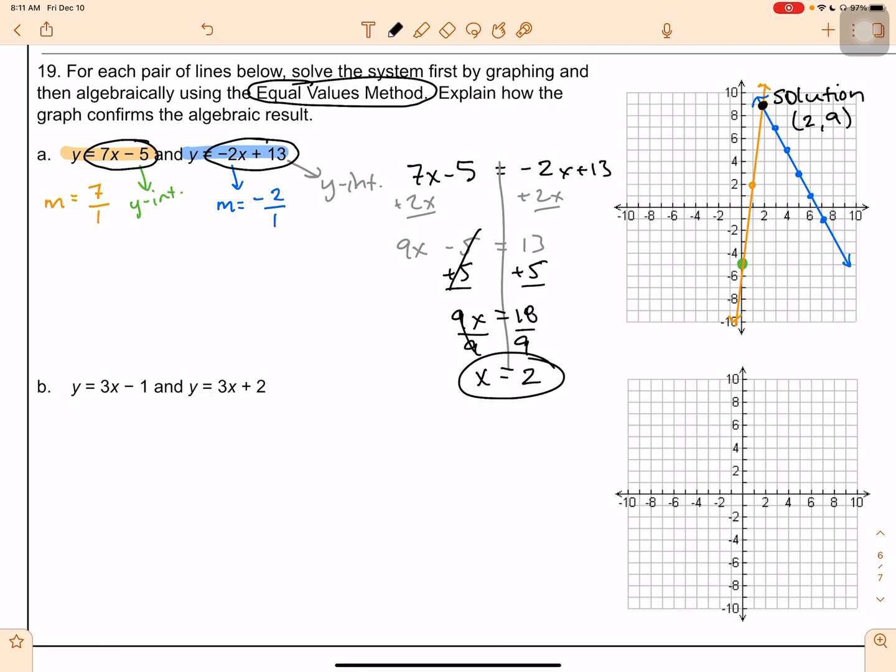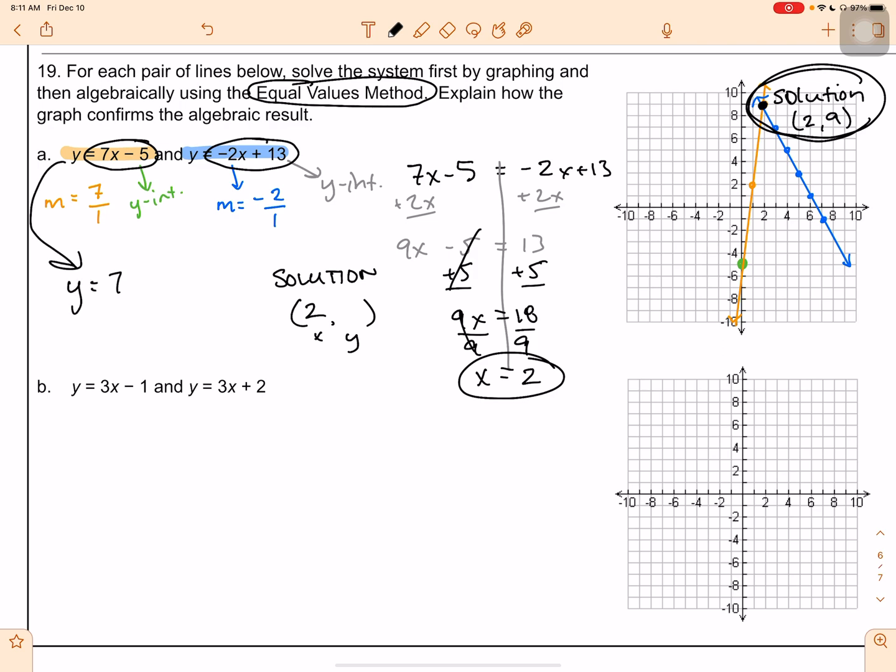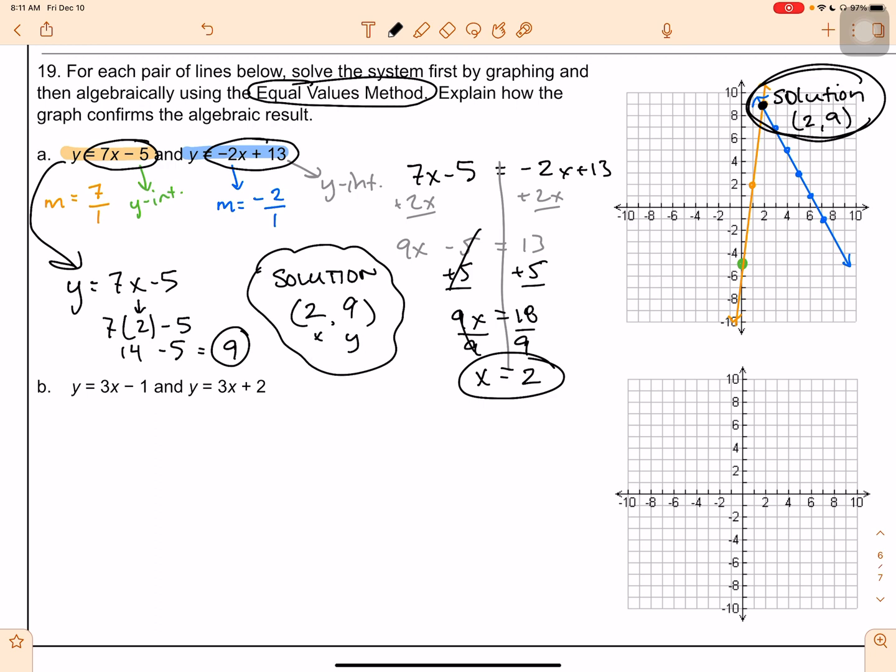So I know for my solution, the first part of my coordinate, x comma y, is 2. And that's the same thing over here on my graph. So now, to do it algebraically, you just take one of the lines. You could do both if you want. But we're going to replace the x with that 2. So it'll be 7 times 2 minus 5. 14 minus 5 is 9. So that is how you could do it algebraically. You first solve for x, and then you solve for y, because this is y here.